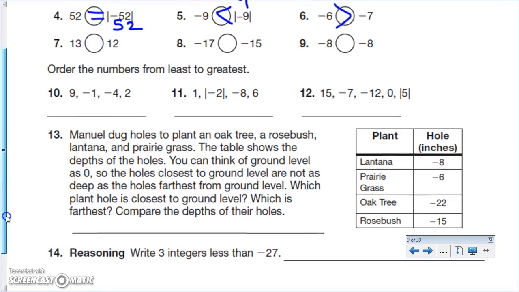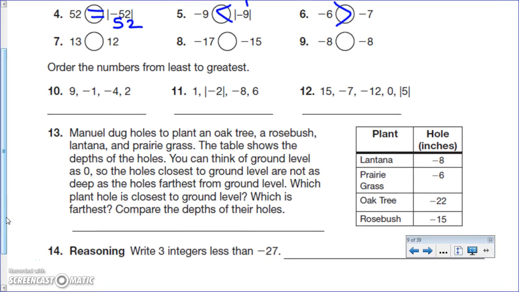For 10 through 12, they want us to order the numbers from least to greatest. So if we look at number 10, we have 9, -1, -4, and 2. -4 is the farthest to the left on the number line, so it's the least. Next is -1, then 2, and then 9.